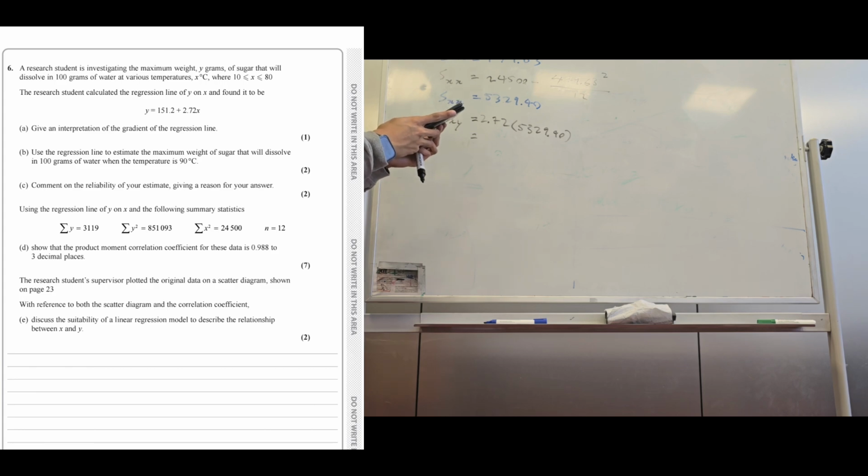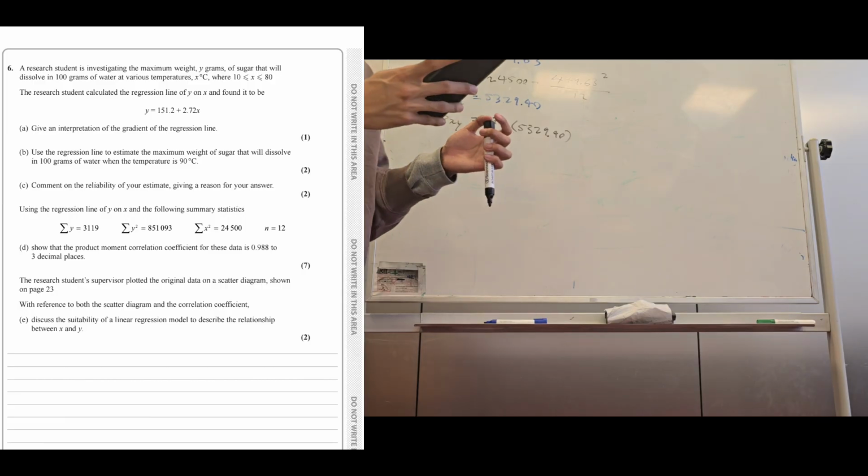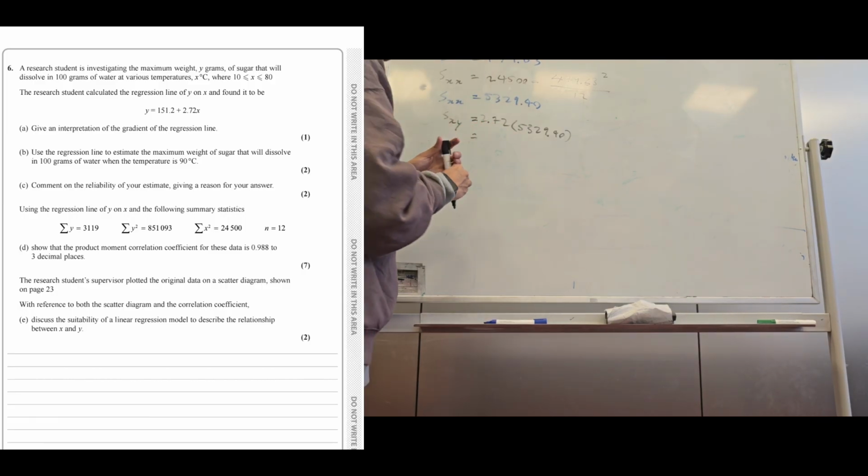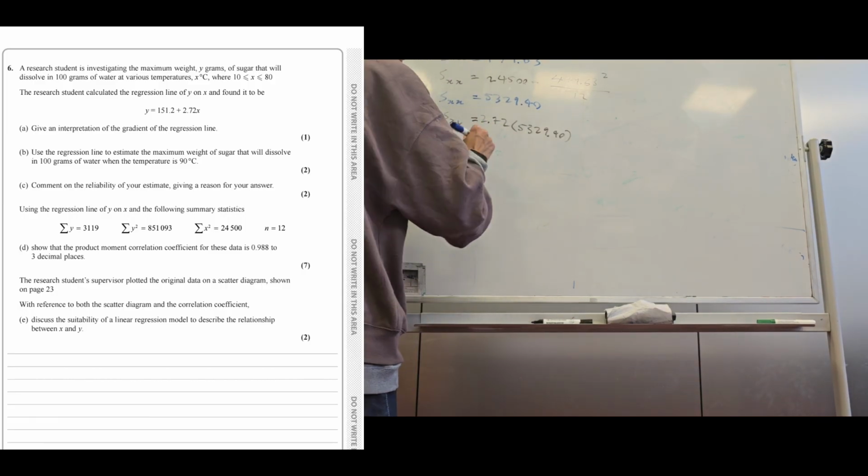Wait, I messed up. 3119 over 12 minus 151.2, all divided by 2.72 multiplied by 12, 24500 minus answer squared divided by 12, then multiply 2.72. We get 14495.97.